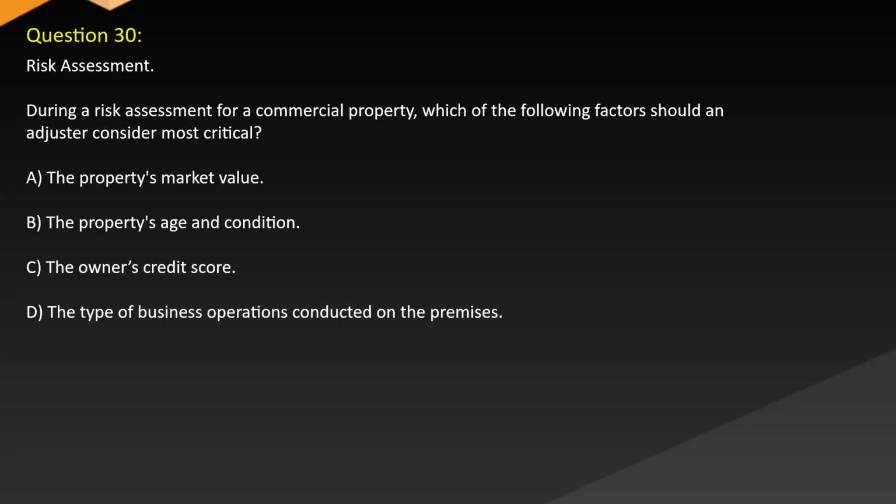Question 30. Risk assessment. During a risk assessment for a commercial property, which of the following factors should an adjuster consider most critical? A. The property's market value. B. The property's age and condition. C. The owner's credit score. D. The type of business operations conducted on the premises.